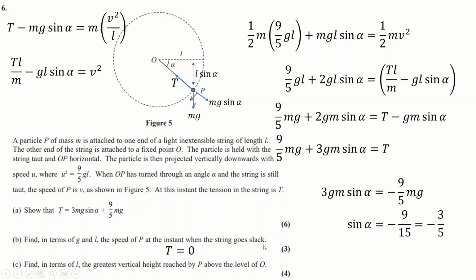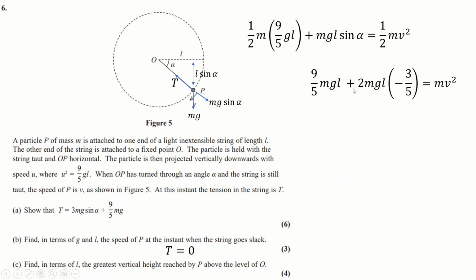And all we have to do then, we're looking for the speed when the string goes slack. We can just shove that sine alpha into here, because look at this, the only thing we don't know here is v. So let's put that sine alpha, minus 3/5, into there, and I've also doubled everything just to get rid of those halves. And let's just sort this out. We end up with v squared equals, or v equals this, which is good, so that's our 3 marks.